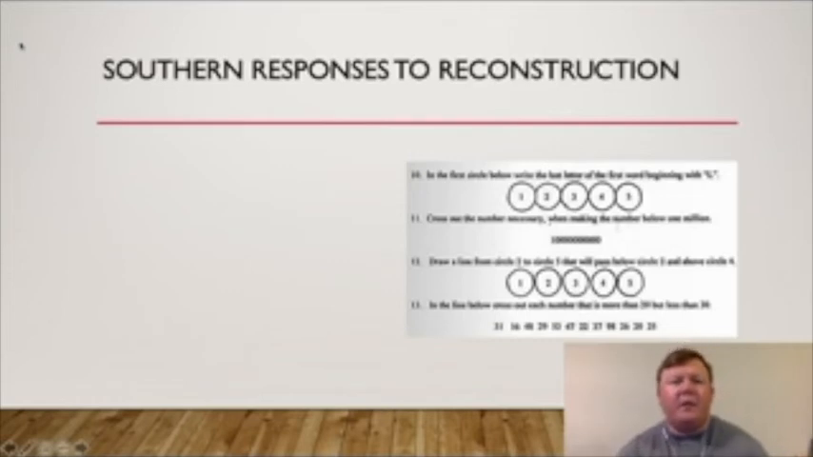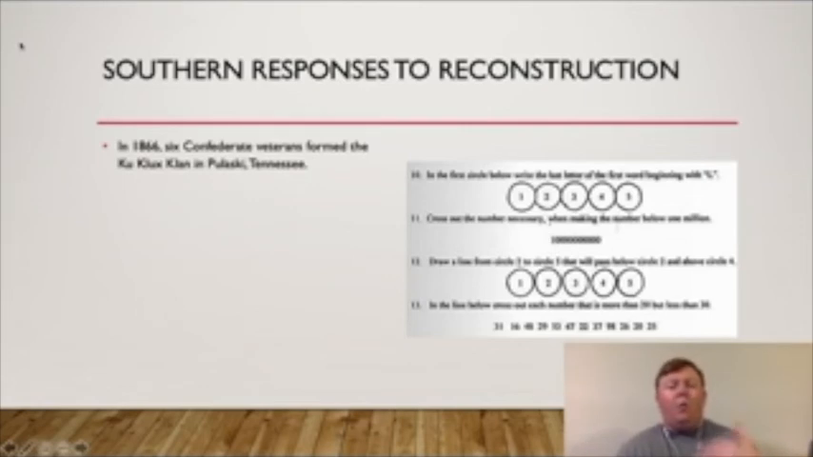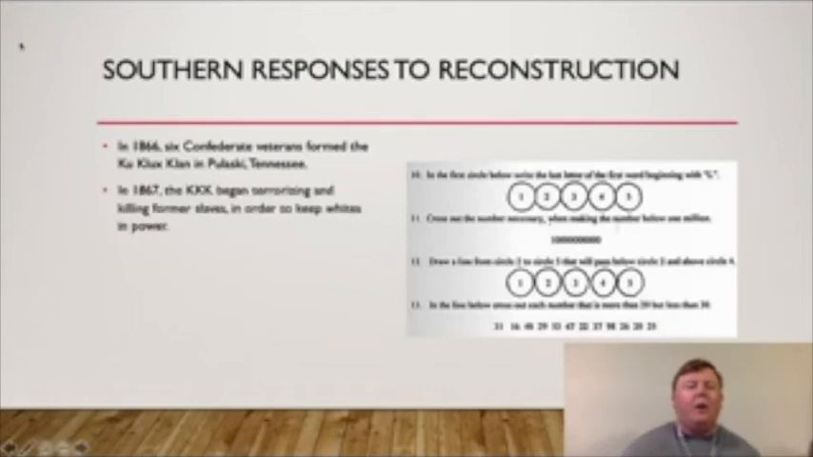Now, there were some Southern responses to Reconstruction. One of the major ones is in 1866, when 6 Confederate veterans formed the Ku Klux Klan in Pulaski, Tennessee. In 1867, the KKK began terrorizing and killing former slaves in order to keep whites in power. Okay, so I think most of us are familiar with the KKK, a racist group who would attack these former slaves in order to keep that white superiority in Southern culture.